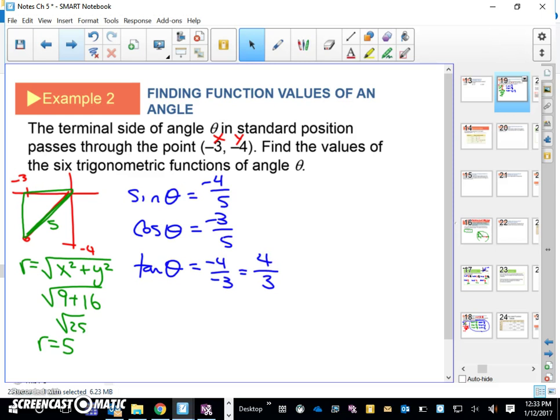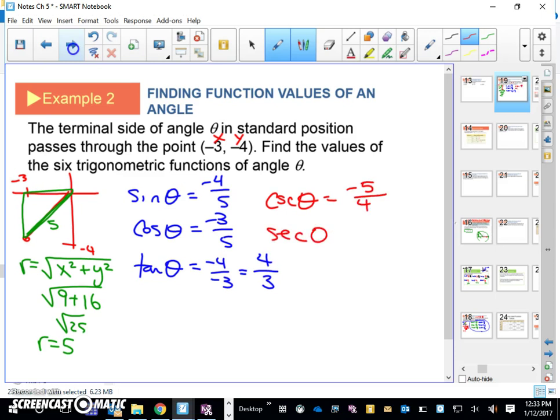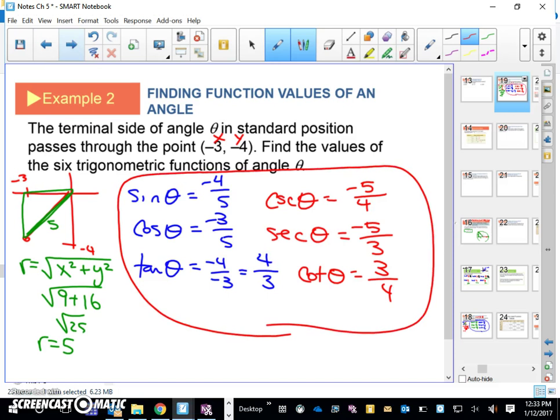For the others, let's just flip them. Cosecant theta is the reciprocal of sine, that's negative 5/4. Secant theta is the reciprocal of cosine theta, that's negative 5/3. And cotangent theta, the reciprocal of tangent theta, that's 3/4. On the values of the 6 trig functions, there you go.